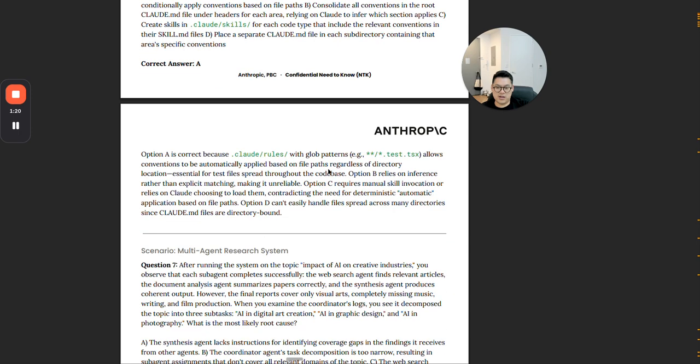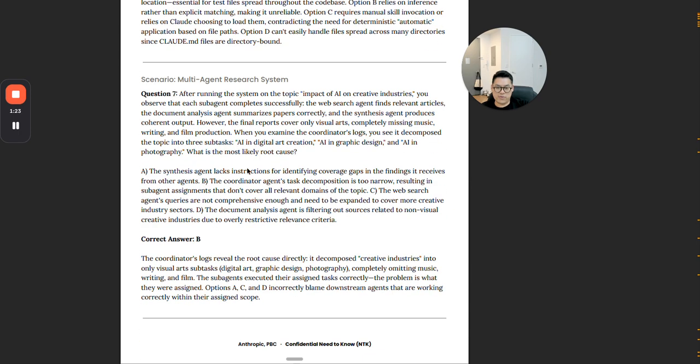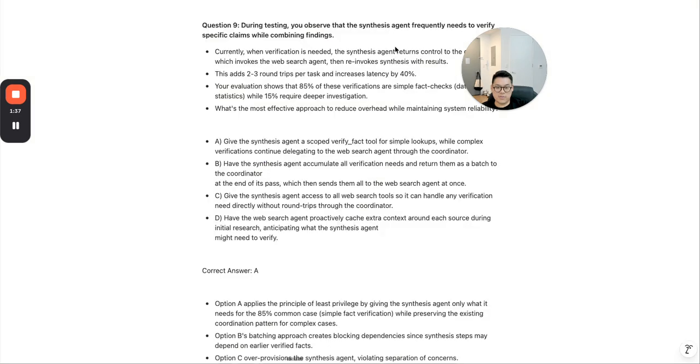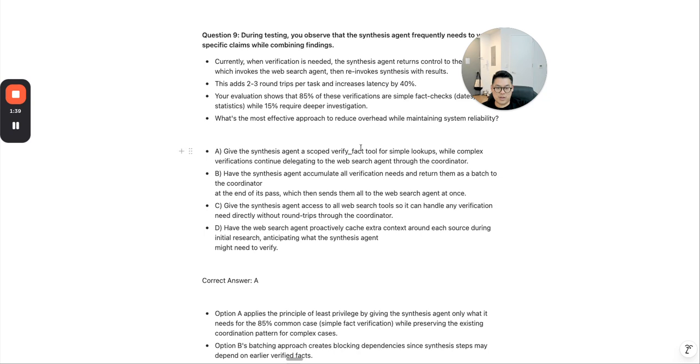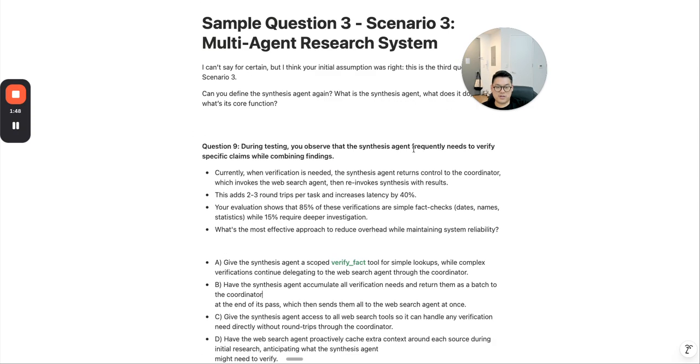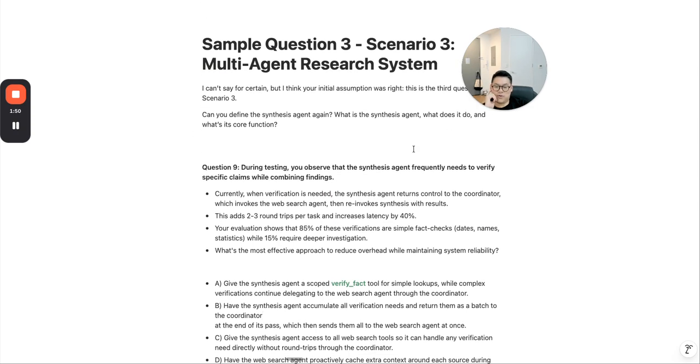Take a look at it. After running the system, it actually says this, during testing, and it has this whole thing. I think ours is a little bit better, right? So I'm going to go back over here, where it says verify. I try to go ahead and green it up wherever I can too. Okay, and bold it, maybe that makes for a better thing. So currently, the verification is needed. The synthesis agent returns control to the coordinator, which invokes the web search agent, then it re-invokes. Okay.